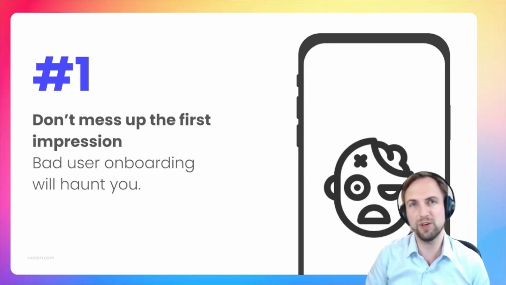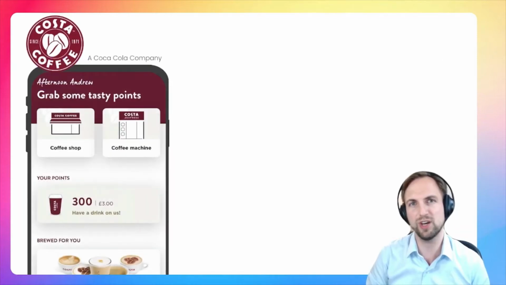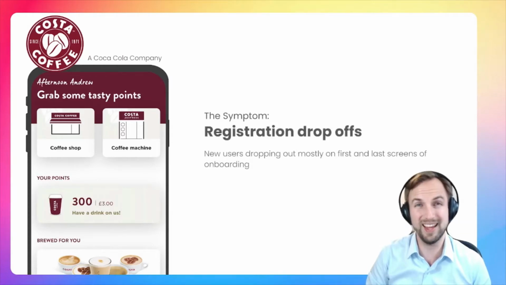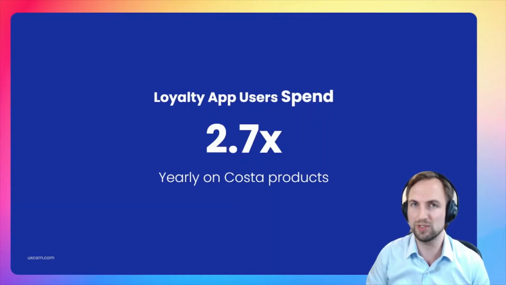So we have a pretty cool customer called Costa Coffee, which is a Coca-Cola company that has an app for customer loyalty. And they saw that they had pretty significant registration drop-offs. They would see new users drop out mostly either on the first or the last screens of the onboarding. And given that loyalty app users spend about 2.7 times more than average yearly on Costa products, this is kind of important. They need to get people into this loyalty state.